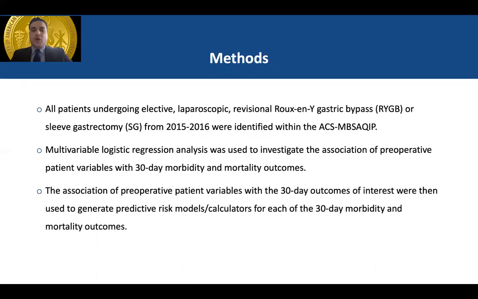To do this, all patients undergoing elective revisional laparoscopic Roux-en-Y gastric bypass or sleeve gastrectomy from 2015 to 2016 were identified within the database. We attempted to capture only those patients undergoing revisional bariatric surgery due to weight recidivism or inadequate weight loss by using a BMI threshold of greater than or equal to 35.